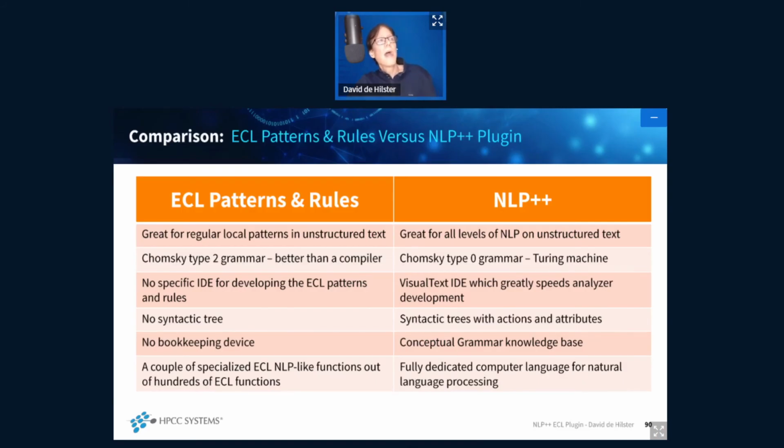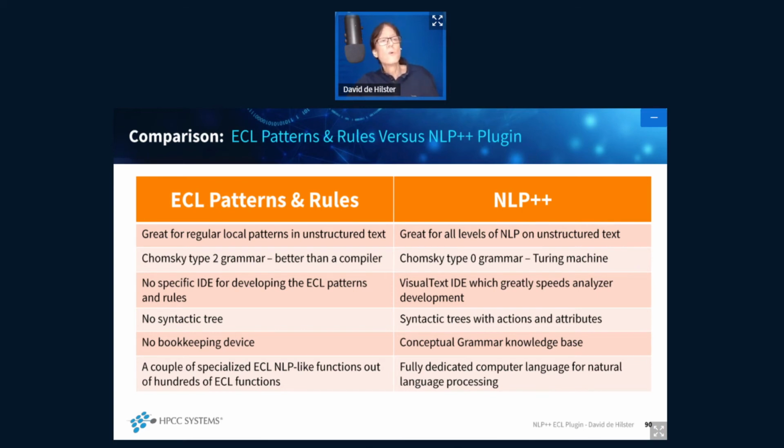So let's take a look at, and we'll get a little bit more technical here, the ECL patterns and rules versus NLP++ plugin. ECL patterns and rules are great for local patterns in unstructured text. You have phone numbers, cleanups with addresses, use it. You don't need the whole NLP++ plugin for your ECL. But NLP++ is great for all levels of NLP in unstructured text.